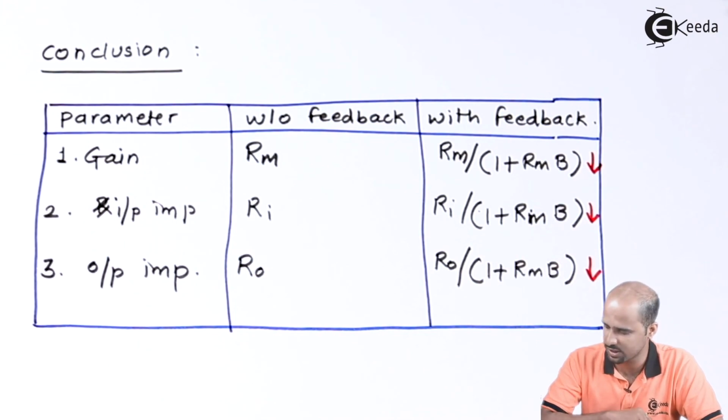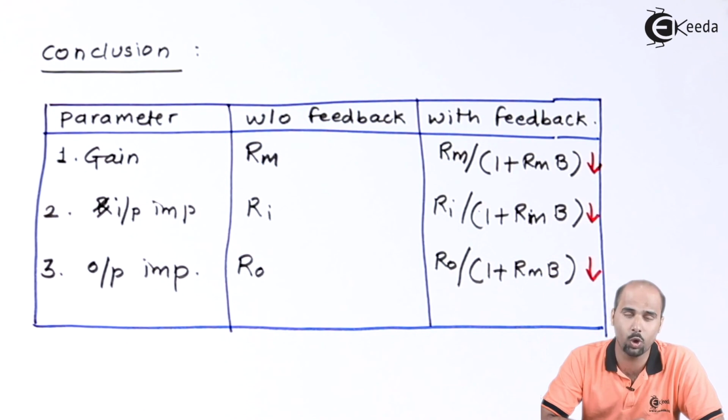So we came to the conclusion that if we want the input resistance at a low value, the output resistance at a low value, and also want to reduce the gain, we can use the voltage shunt negative feedback configuration.